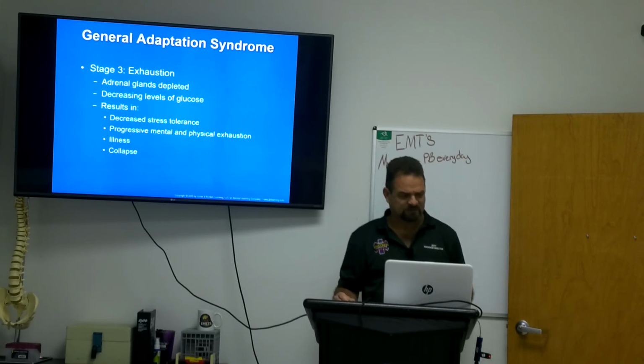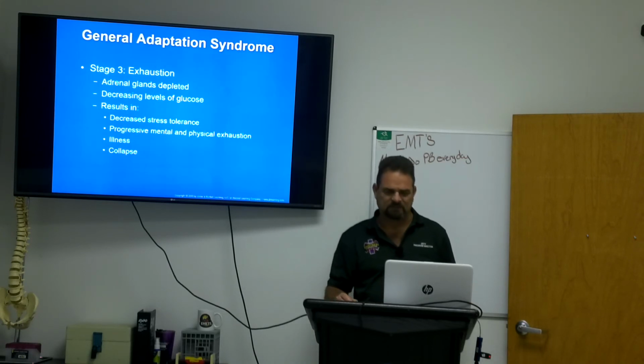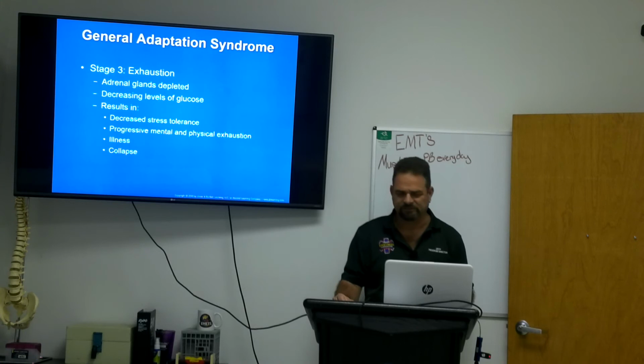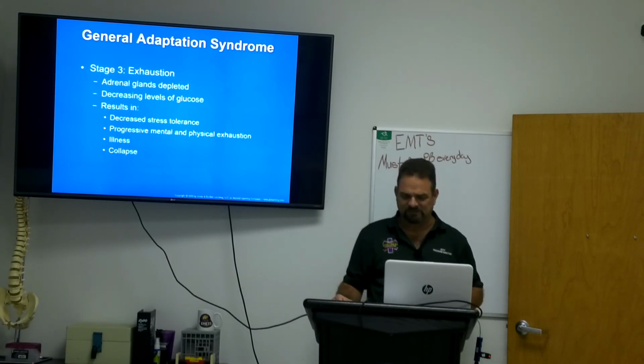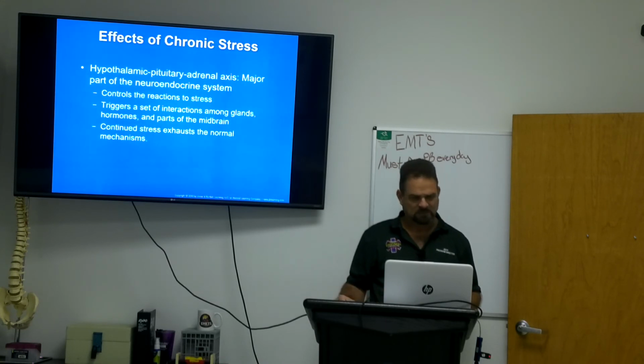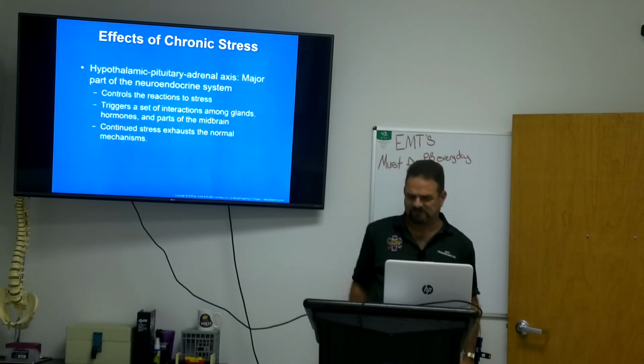Stage three, exhaustion. The adrenal glands are depleted and the level of blood glucose decreases. This results in decreased stress tolerance, progressive mental and physical exhaustion, illness, collapse, and the body's immune system begins to be compromised.